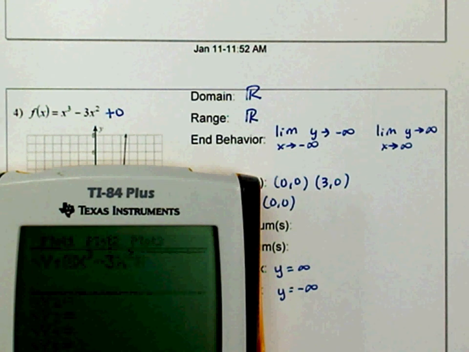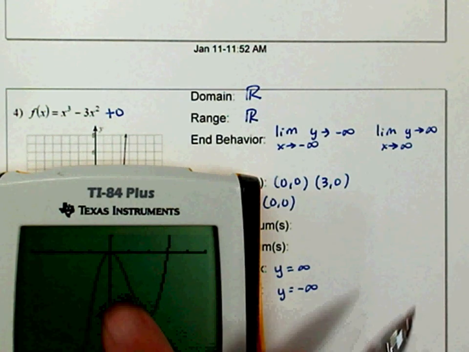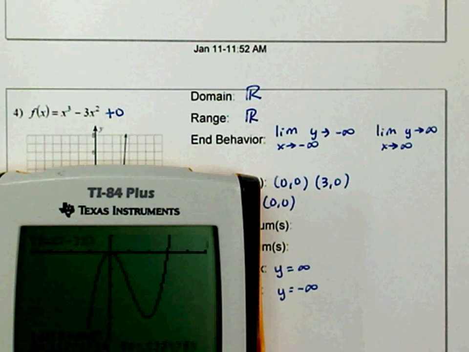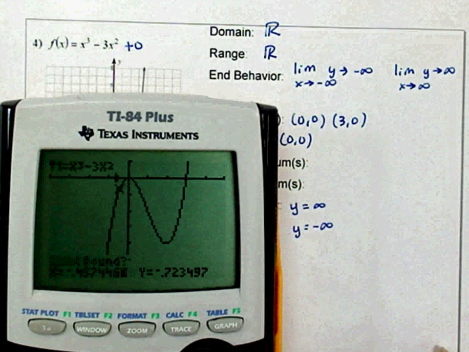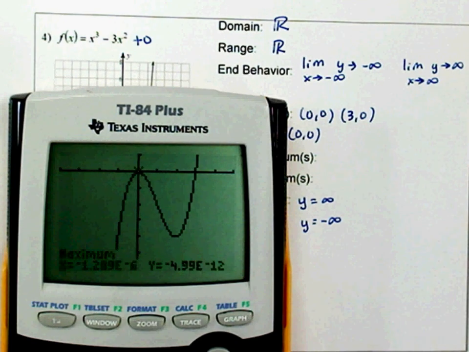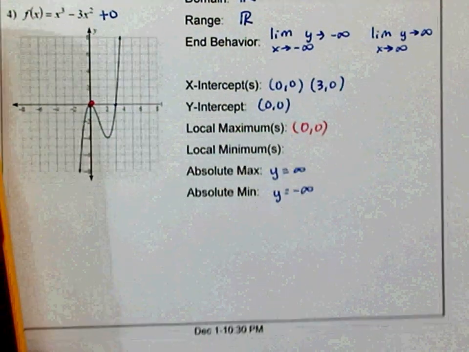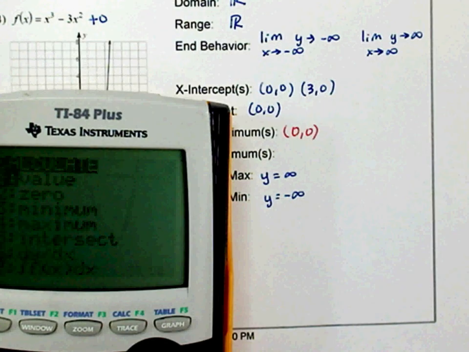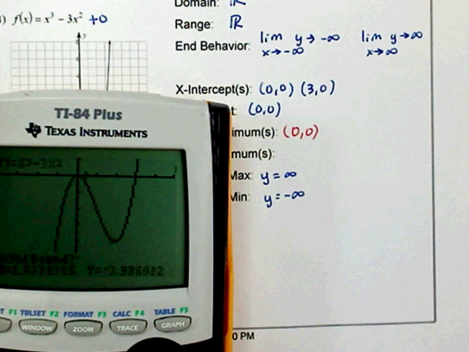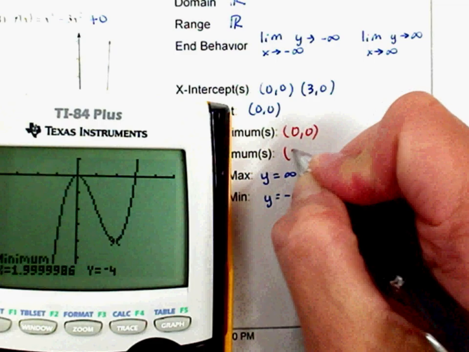See, I can see everything, so I'm not going to change my graph. Alright, there's your relative max. Second calc, number 4. Left bound. Right bound, enter. So my maximum is at 0, 0. That's your local. Minimum looks like 2, -4. Let's double check. Minimum 3. Enter. 2 and -4. And there you are finished. And there you have it.